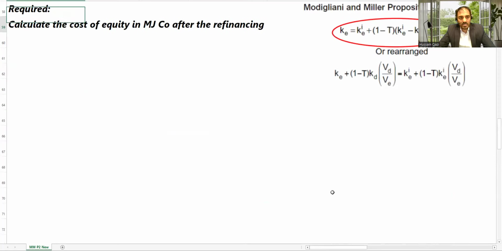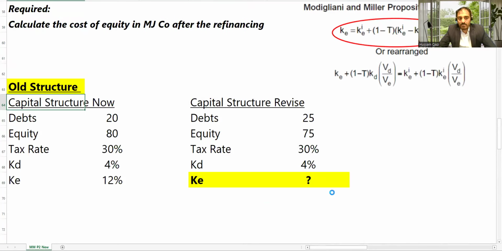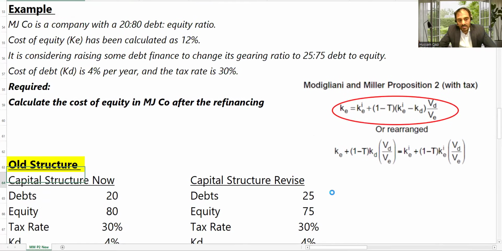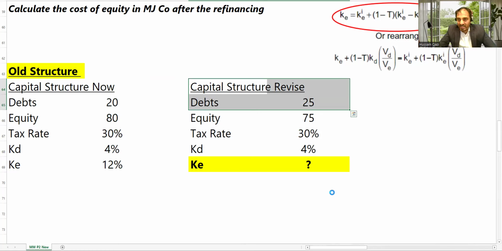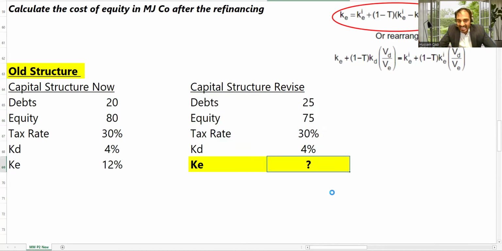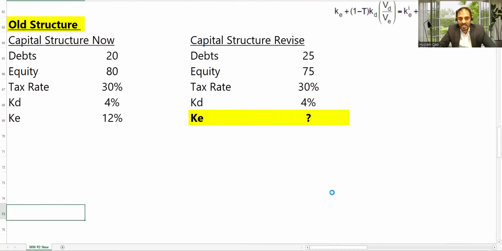Number one, make a clear understanding of what the question is about. This is the company's current structure: debt 20%, market value based, equity 80%, tax rate 30%, KD 4%, KE 12%. Now the company's revised structure becomes debt 25%, equity 75% at market value, tax rate 30%, KD 4%, but they wanted to apply the revised cost of equity, the revised cost of equity with the new debt structure.